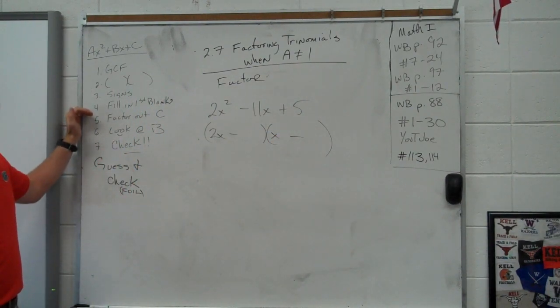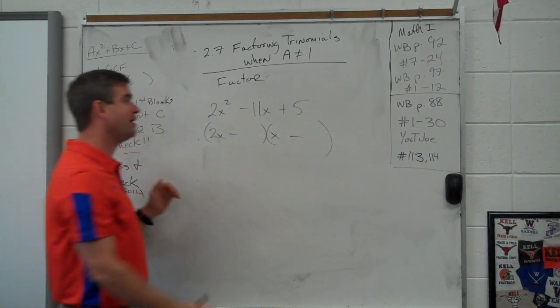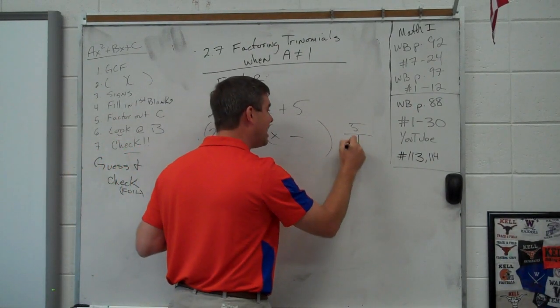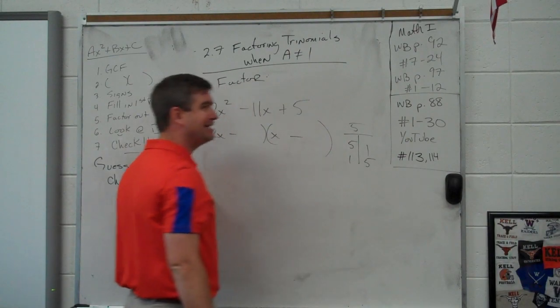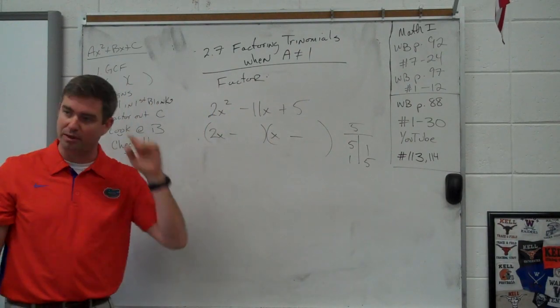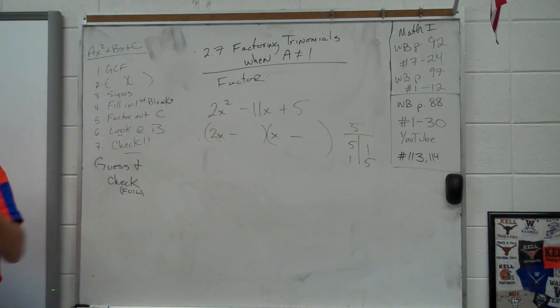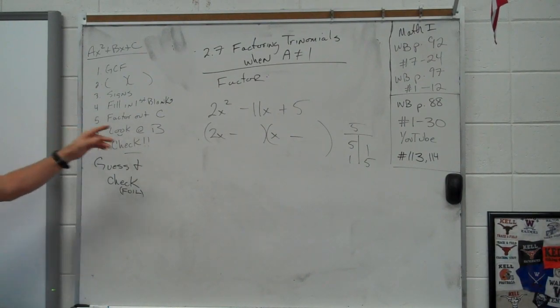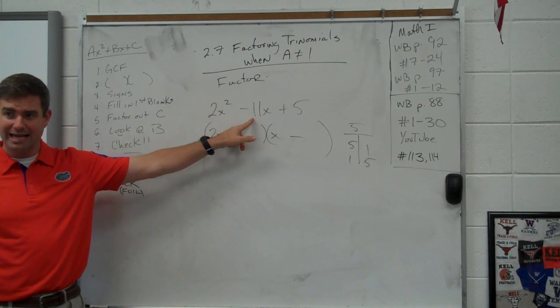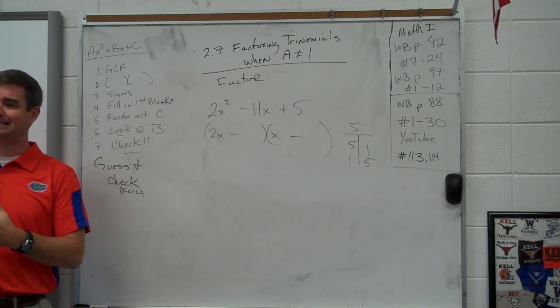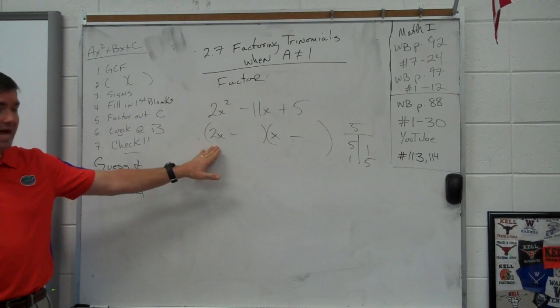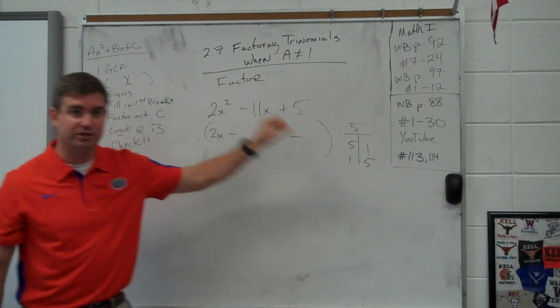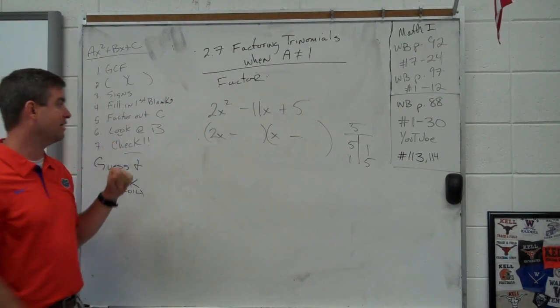Then comes the hard part. We look at C and we factor C. In this case, C is 5. I want to see you break down C. You don't really have to do both scenarios if it's the same factor, since 5 and 1 and 1 and 5 is the same thing. But for this case, I'm going to do it to show you how. Step number 6 is look at B. What is B in this case? Negative 11. So we're trying to get to negative 11. We're going to use A and C to try to get to negative 11.